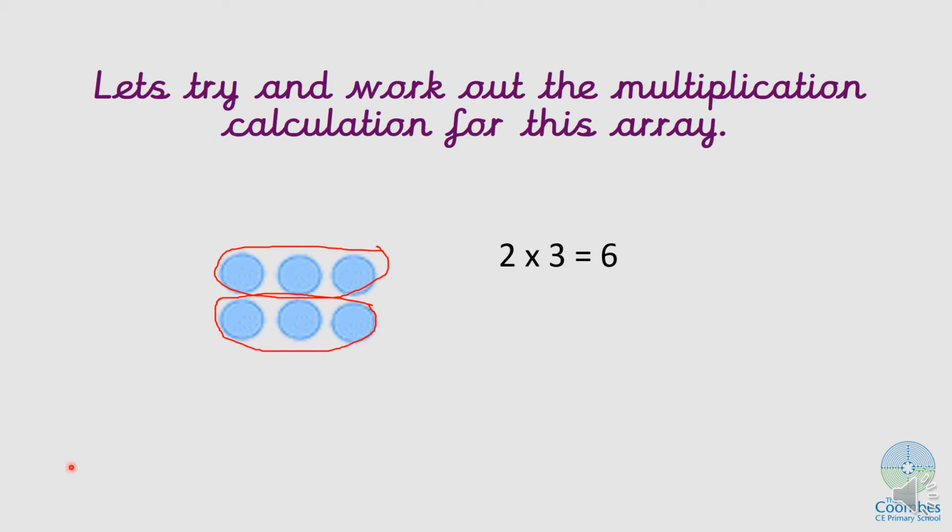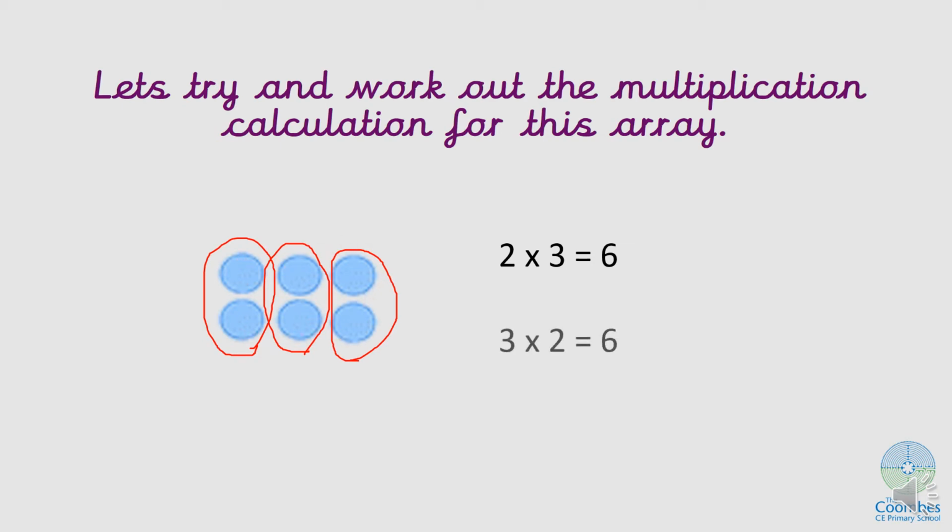Could we have another calculation? Which way could we go this time? Let's try it the other way. One group, 2 groups, 3 groups. 3 groups of 2, 1, 2 equals 2, 4, 6. You'd have it the other way as well.